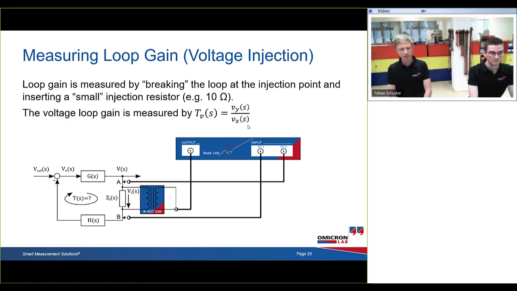And the idea of that is that the loop is not really opened, but that you insert an injection resistor into the loop at an injection point. So something like a 10 ohm resistor. And then the frequency response analyzer measures the transfer function TV, V for voltage, so it measures the voltage loop gain by measuring the two voltages on either side of the injection resistor. So that's the voltage injection method.